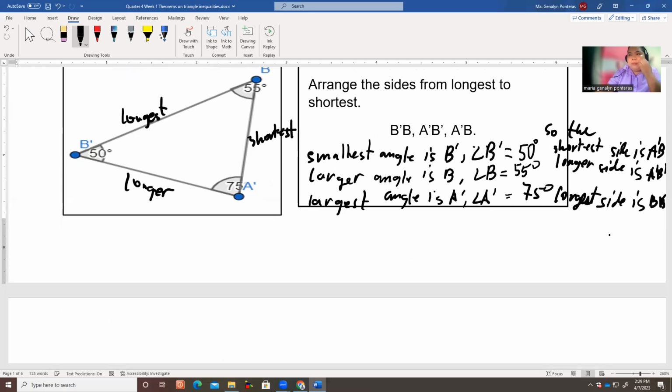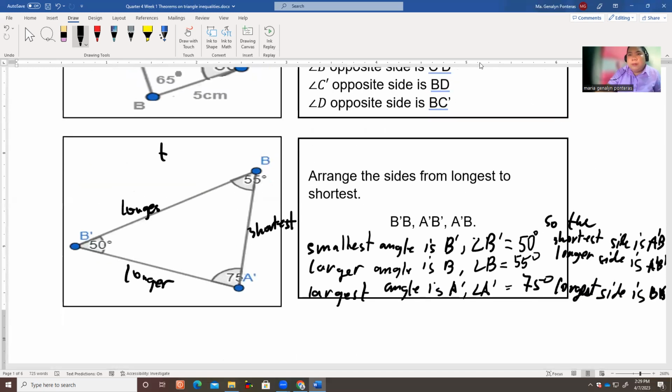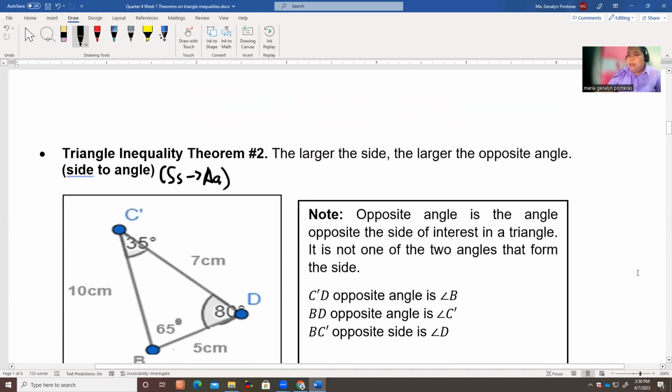Because of triangle inequality theorem number 1, kahit walang sukat ang sides, makikita natin through angle kung sino ang shortest, ang longer at ang longest. Now, let's have the triangle inequality theorem number 2.